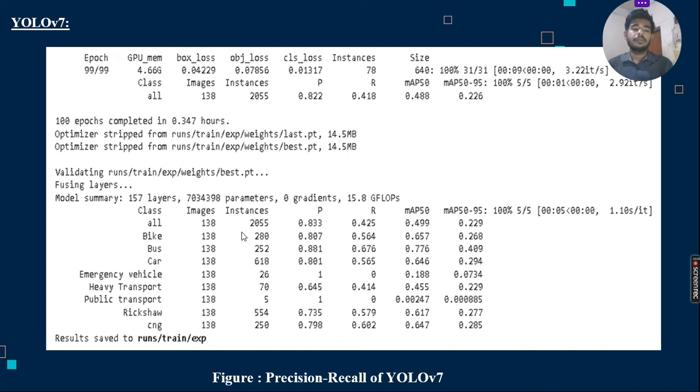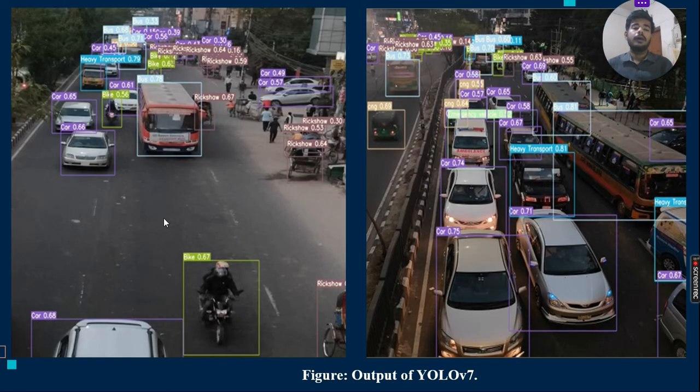YOLO V7. Here is the precision recall of YOLO V7. The YOLO V7 overall accuracy rate is 83, that means 84%, and the recall rate is 42. And the output of YOLO V7 is here: it is detecting all types of vehicles that are in our selected classes. Here is the CNG, here is the bus, car, and other vehicles.